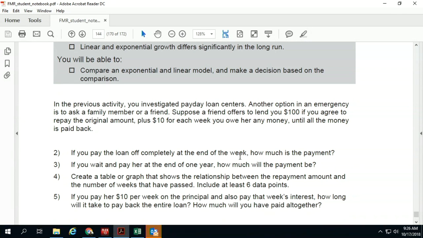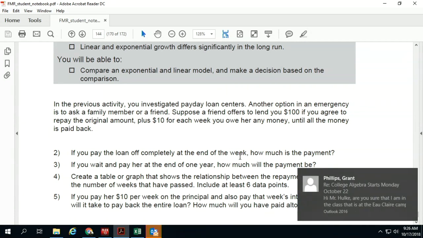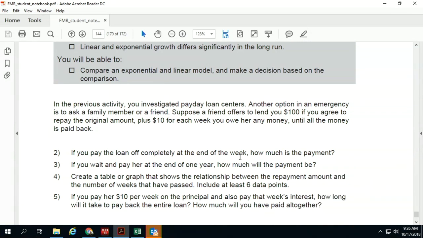Let's look at the math here for this one. In the previous activity, you investigated payday loan centers. Another option in an emergency is to ask a family member or friend. Suppose a friend offers to lend you $100 if you agree to repay the original amount plus $10 for each week you owe her any money until all the money is paid back.